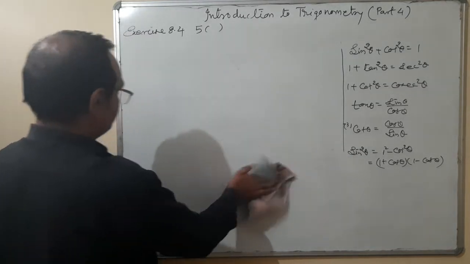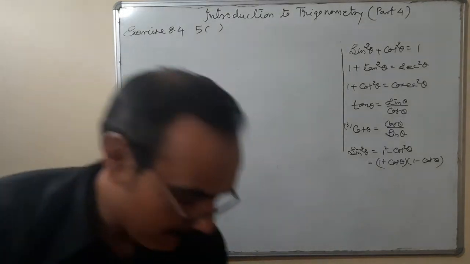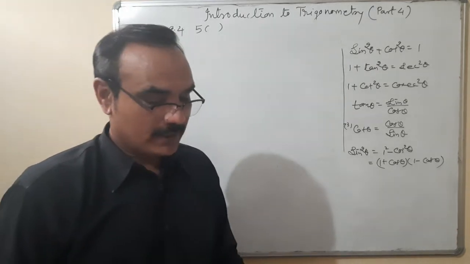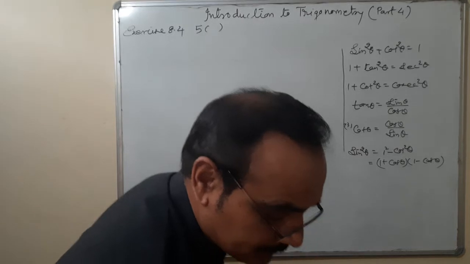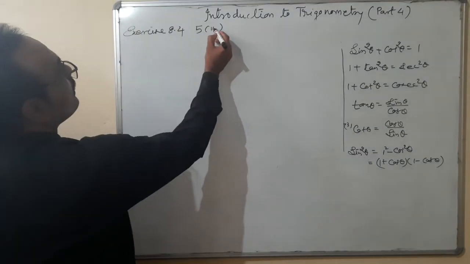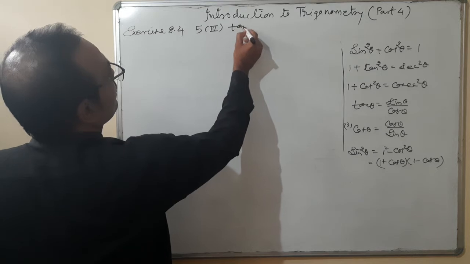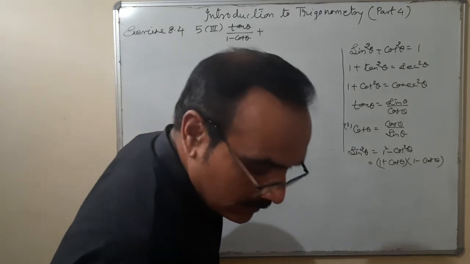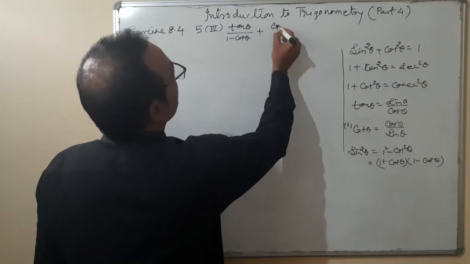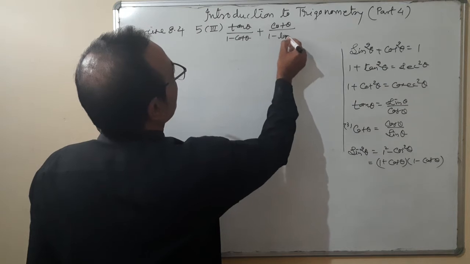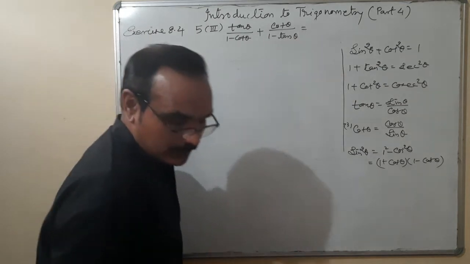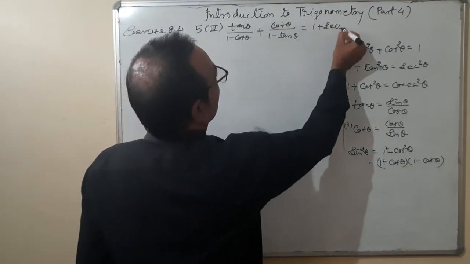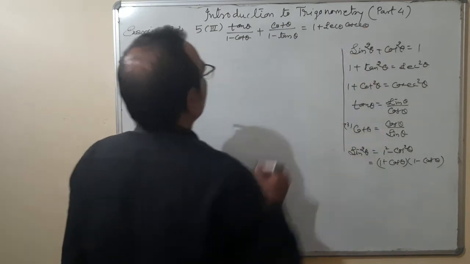Now in fifth question, I am selecting the third part. Third part: tan theta upon 1 minus cot theta plus cot theta upon 1 minus tan theta is equal to 1 plus sec theta into cosec theta. Okay.